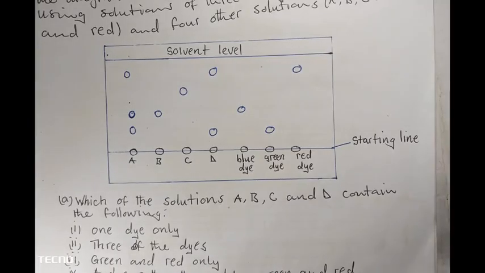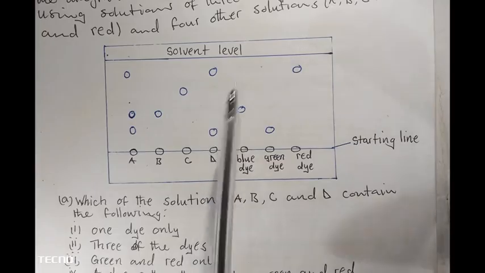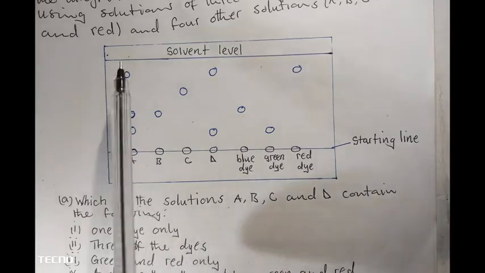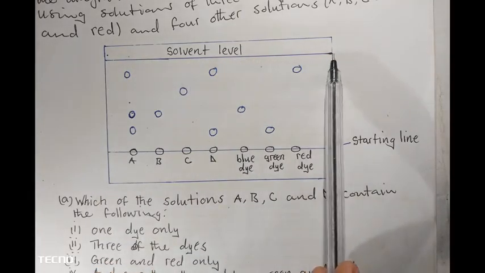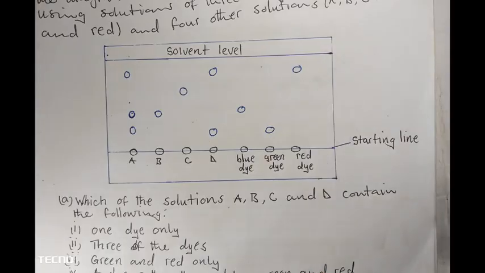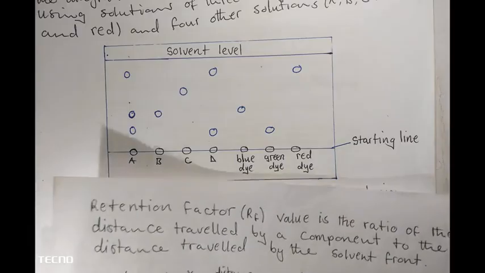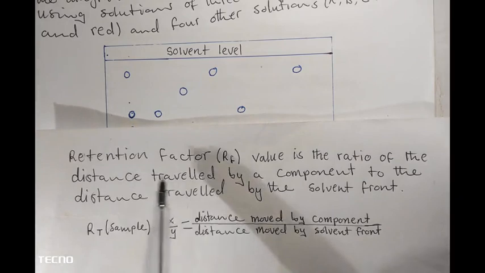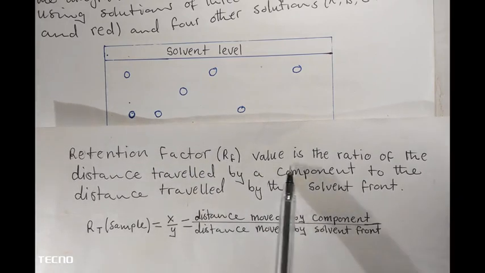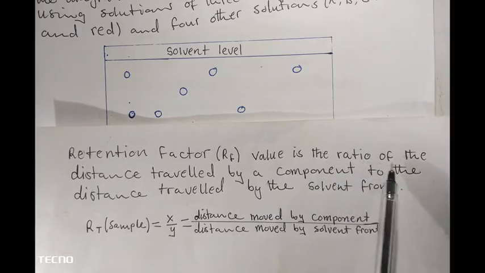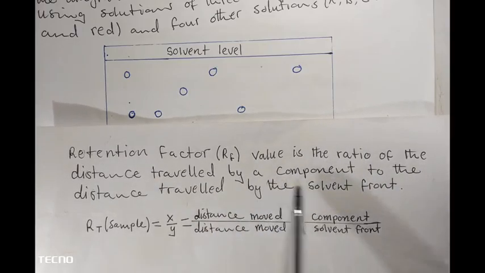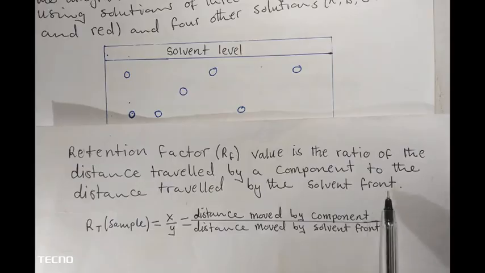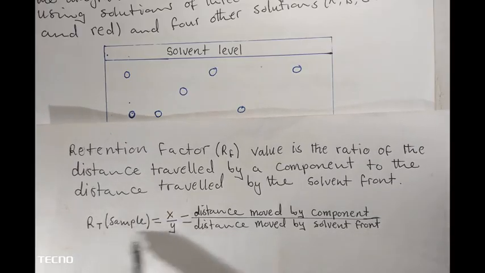Again, this is the solvent level, and we can call this the solvent front. There is also what we call the retention factor. The retention factor value is the ratio of the distance traveled by a component to the distance traveled by the solvent front. These are represented by this.